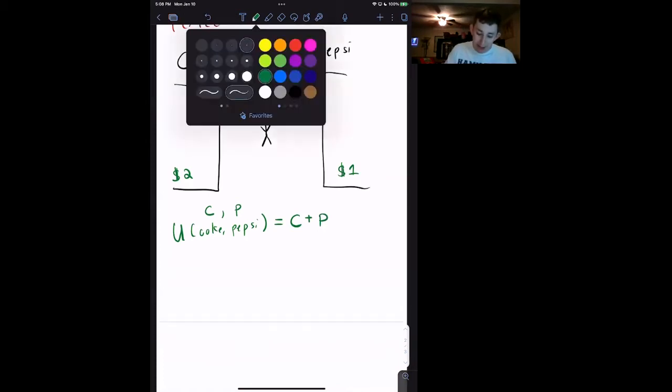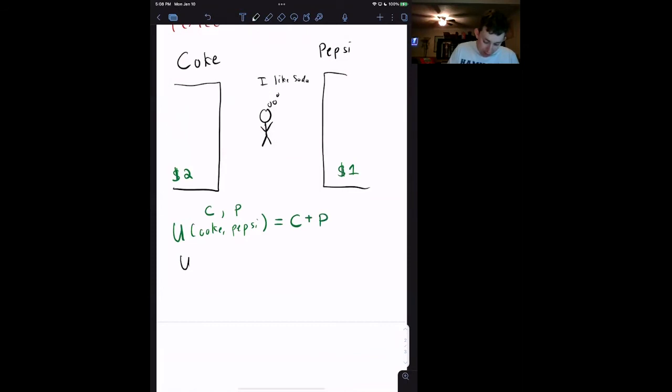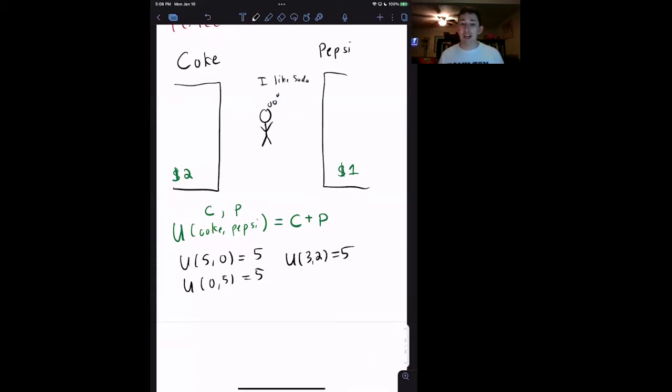If I have 5 Cokes and 0 Pepsis, my utility is 5. 5 plus 0 is 5. If instead I had 0 Coke and 5 Pepsi, I have the same level of utility, it's 5. And if I did something like 3 Coke and 2 Pepsi, well, my utility of that bundle, of that shopping cart, is still 5. So as you can see, no matter how we switch the number of Coke and Pepsis, as long as we have 5 sodas, our utility is going to be 5.